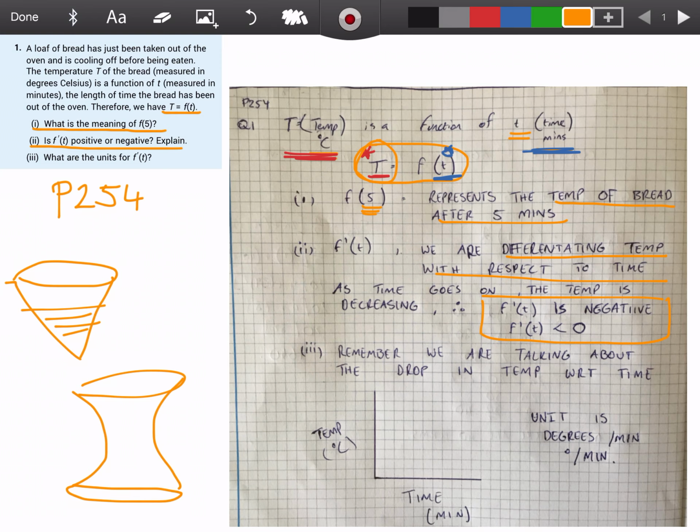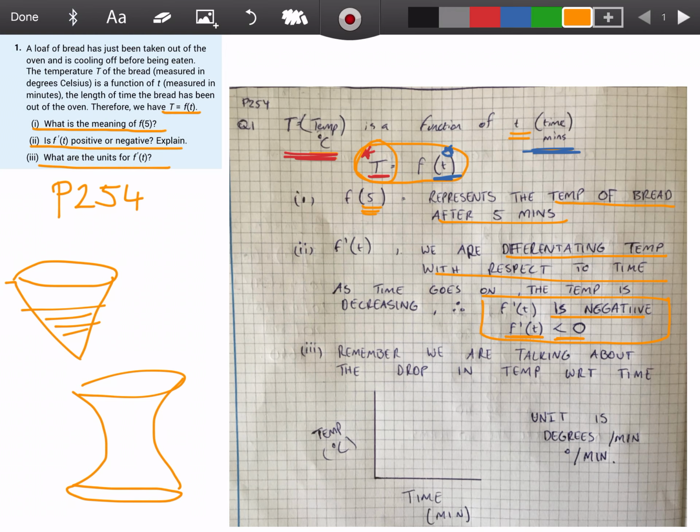So, as we can see, F'(t) is negative, because I'm talking about the change in temperature. Maybe it's 60 degrees, and after 5 minutes, it's 40 degrees, or whatever it is. It's dropping by a certain amount. So I can say that F'(t) is less than 0, or F'(t) is negative. Nice and straightforward. And then finally, the units. Really important here. As I've said, the units for F'(t).